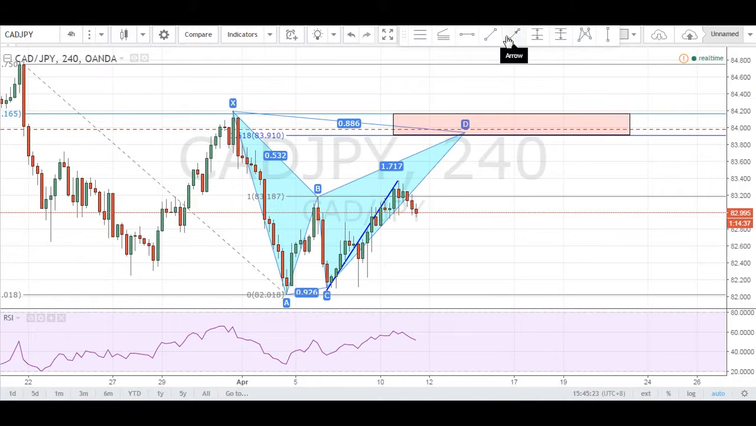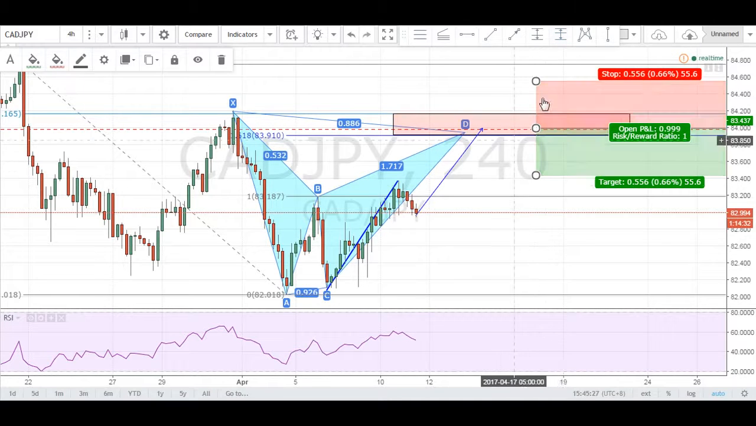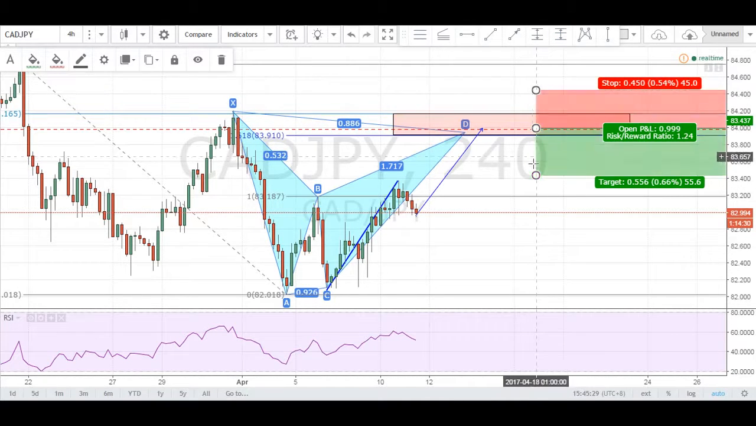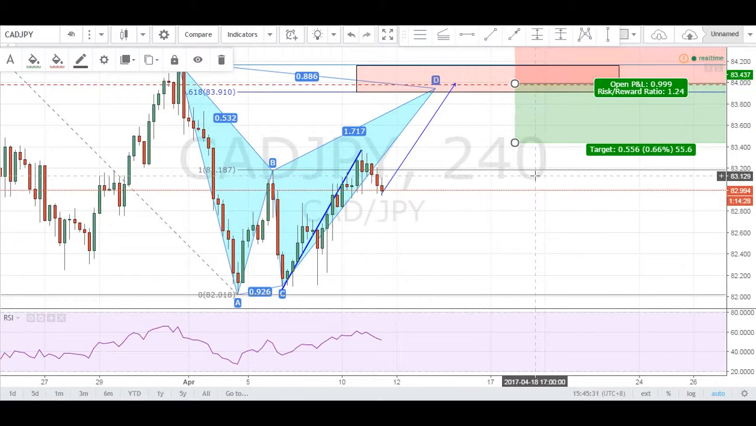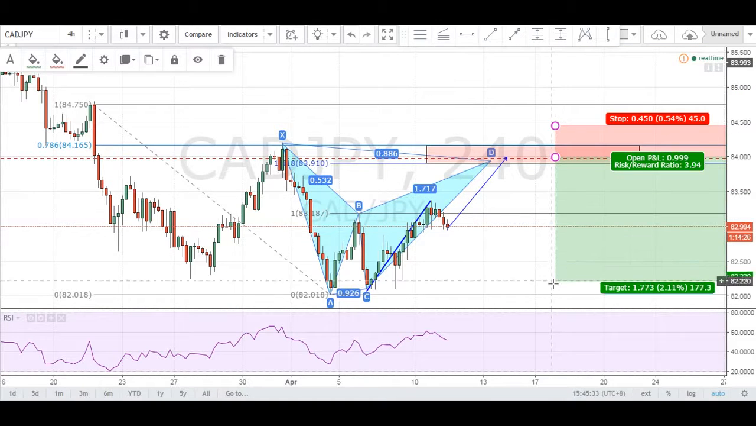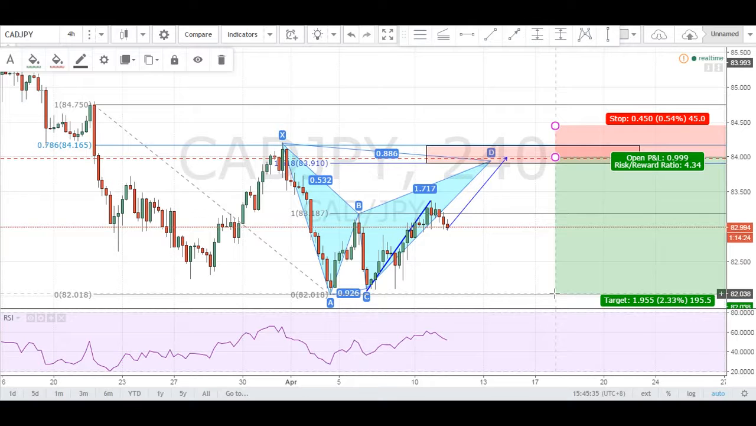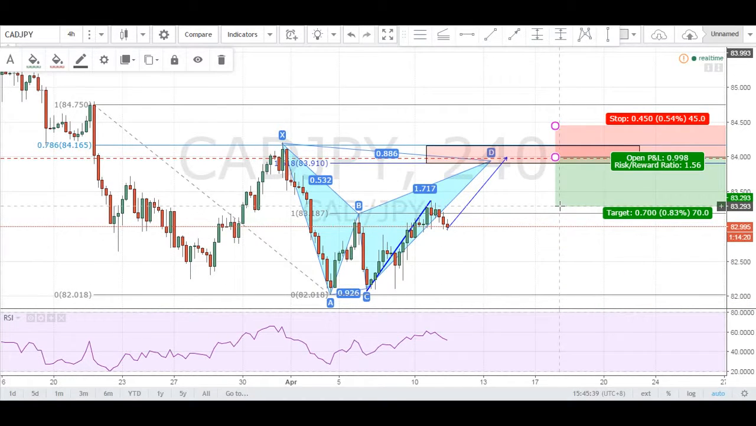If price were to come up into this area, I'll be looking to get short around here. Possibly stops will go above the X leg, and I could go for conventional targets, or I could just go for a trend continuation trade, which would be about 200 pips. I'm not too ambitious, so I'll probably look for the most recent point of structure. So this has been the Canada Yen on the 4-hourly chart.